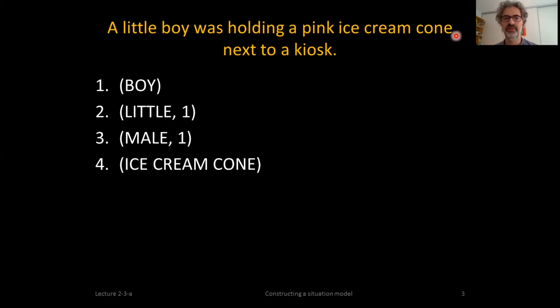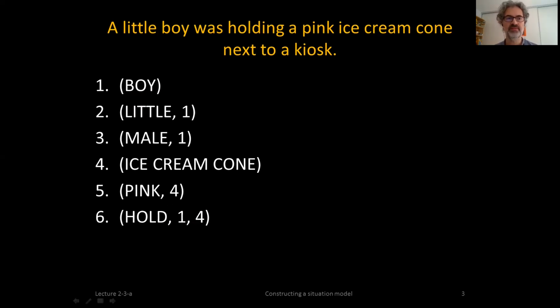An ice cream cone is one thing, and we have one of these in the text. And this is pink. So number 4 is our ice cream cone, and number 4 is pink. This is an attribute of this preposition. And so we can represent that there is a holding situation. So this is doing the holding. This is the agent of holding. What is one is the boy. And this is the patient. This is being held. The ice cream cone is being held.